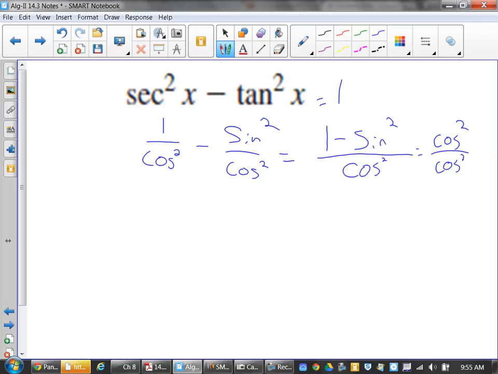How did the 1 minus sine squared equal cosine squared? It's one of the Pythagorean identities: sine squared plus cosine squared is 1. All we're doing is rewriting a bunch of terms in terms of other things. So the answer is 1. It simplifies out to being 1.